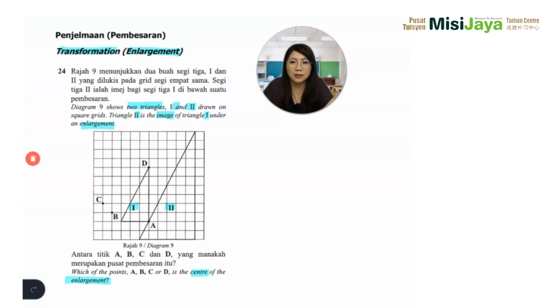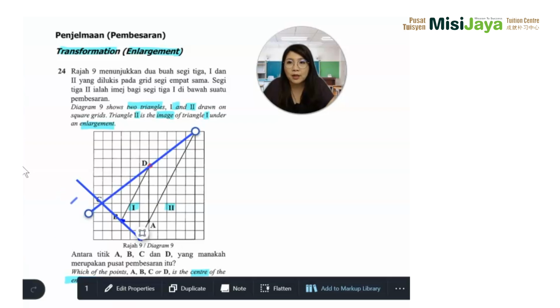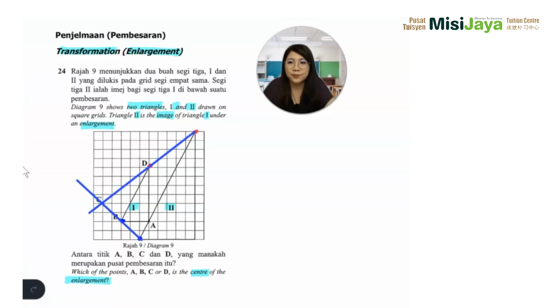In order to find the center of enlargement, I'm going to connect the corresponding points. That is from here to here, and another one is from here to here. Let's use a ruler and pencil and draw a line, connect them together. Make the line longer because we're going to find the lines of intersection. Then these 2 red points, I'm going to join them together. At which point do the 2 lines intersect? They intersect at C, correct? So therefore the center of enlargement is C. Okay, so that's the answer.